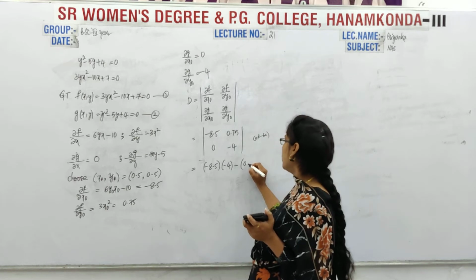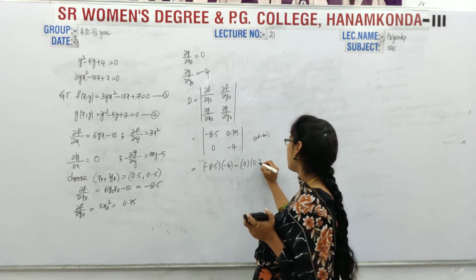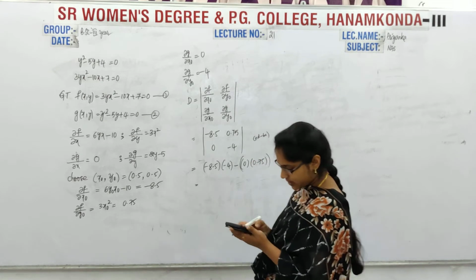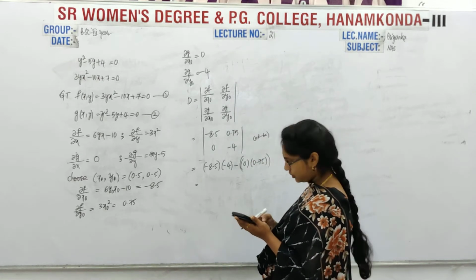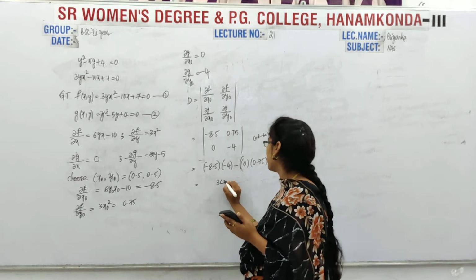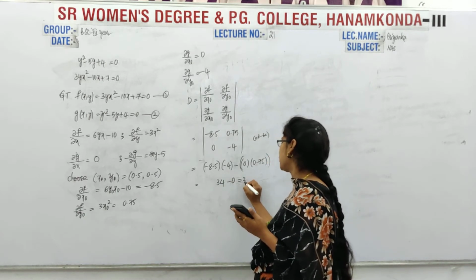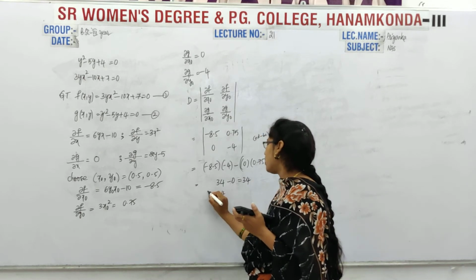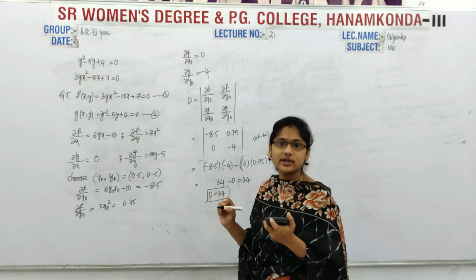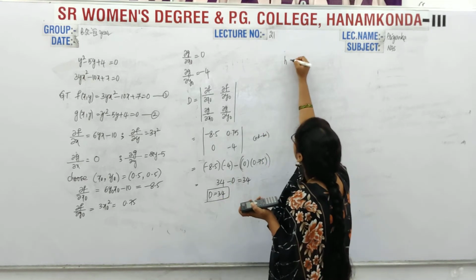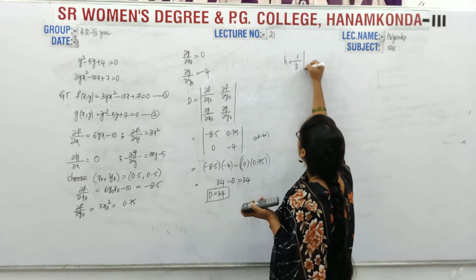Now 0 into 0.75 minus. So minus into minus plus, 4 into 8.5, 34 minus 0, which is equal to 34. Now the D value will be 34. Now what do we have to calculate? After D, H and K. So now H equals 1 by D of, what is the formula?